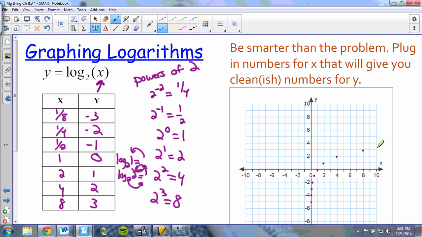Why, pen? Come on, work with me. This graph has a vertical asymptote. Looks like that. It's an asymptote x equals 0.